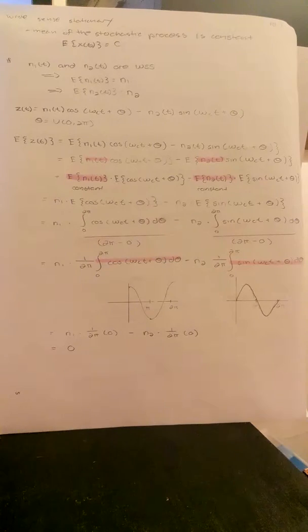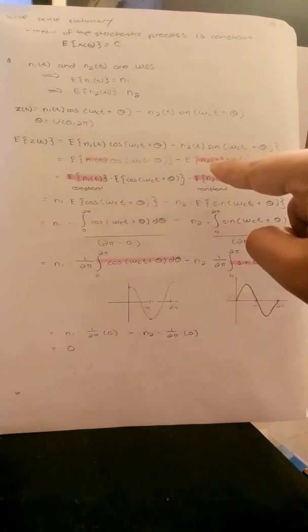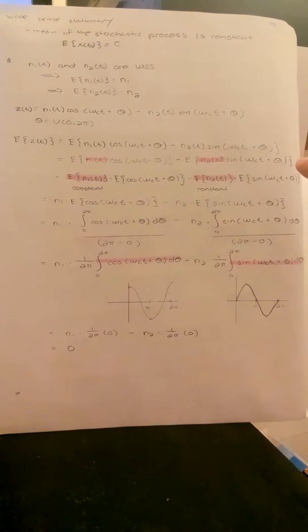Part A asks us to find the expected value of Z(t). So the expected value of Z(t) is going to be the expected value of what Z(t) is defined as, which is the expected value of N1(t) cosine(ωc t plus θ) minus N2(t) sine(ωc t plus θ). We can do a few quick manipulations. We can separate our big expected value into two separate expected values: the expected value of N1(t) cosine(ωc t plus θ) minus the expected value of N2(t) sine(ωc t plus θ).